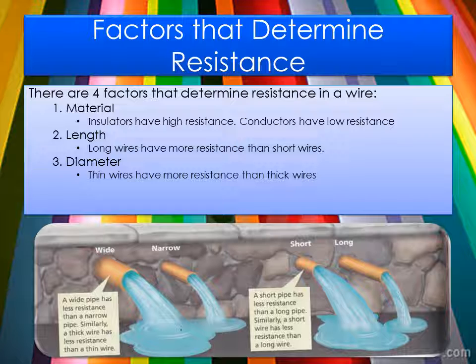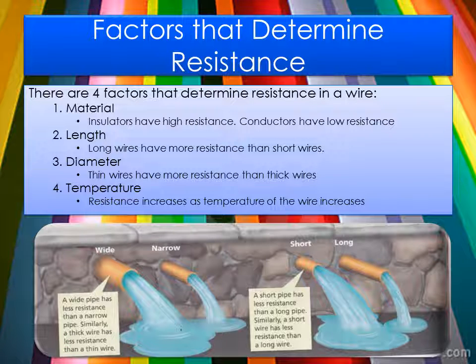All right, diameter, or the width of the wire. Thin wires have more resistance than thick wires, and you can again look at the diagram in the left-hand corner. You can see that you have a wide pipe compared to a narrow pipe. So the narrow pipe, of course, has more resistance than the wider pipe. A wide pipe has less resistance than a narrow pipe. Similarly, a thick wire has less resistance than a thin wire.